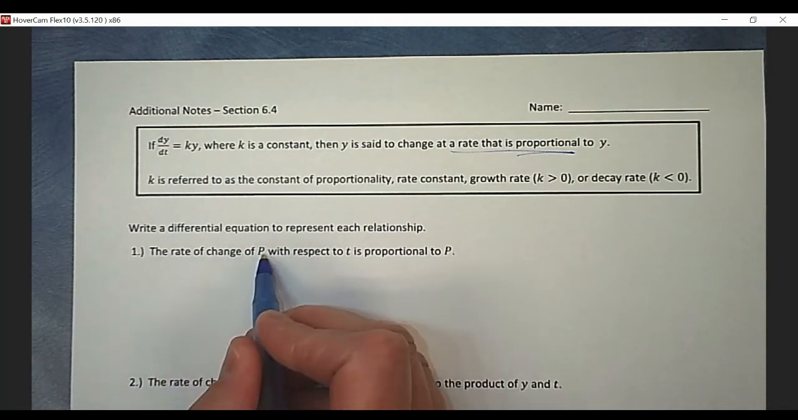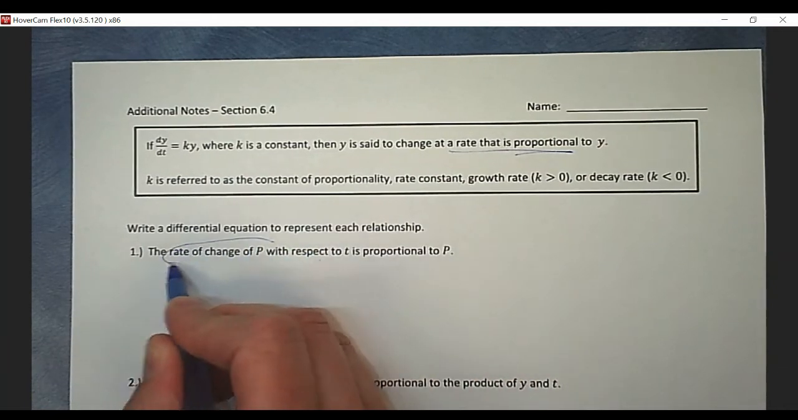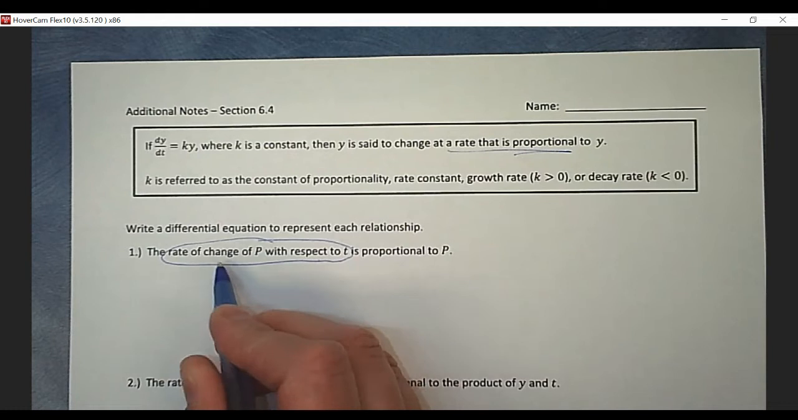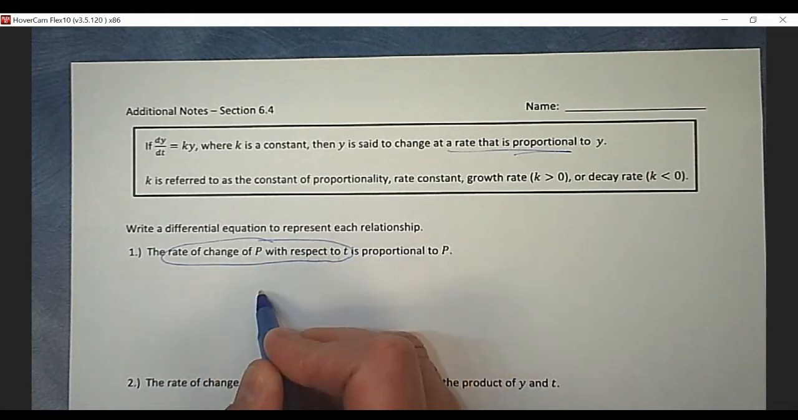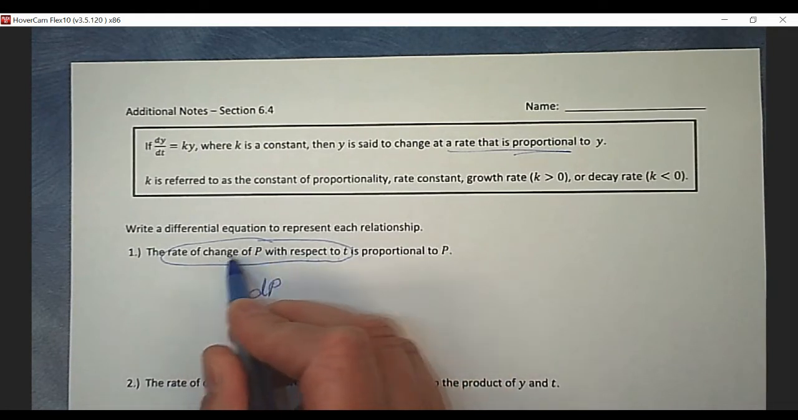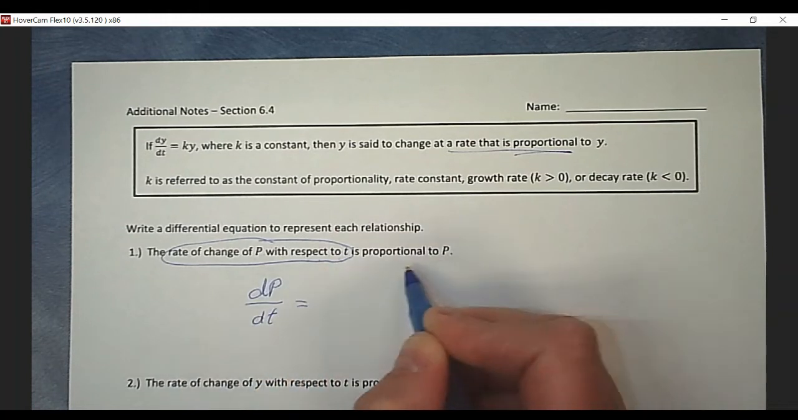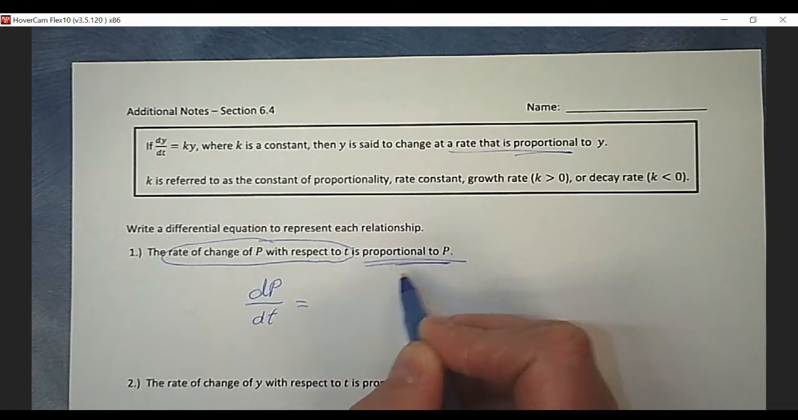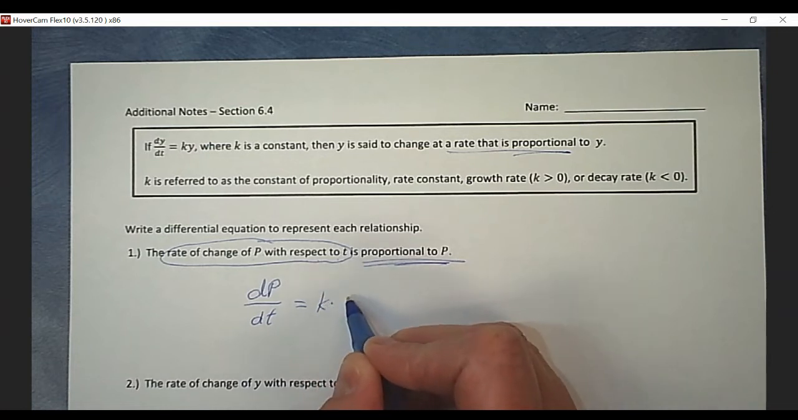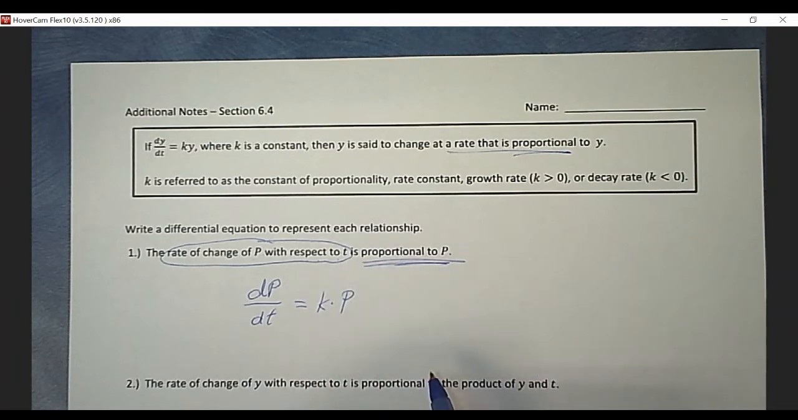So if the rate of change of p with respect to t, so this right here, the rate of change of p with respect to t, rate of change is the derivative. So that's the derivative of p with respect to t, which means the variable is t. If that's proportional to p, that just means you multiply the unknown constant by p. That's how we use this vocab.